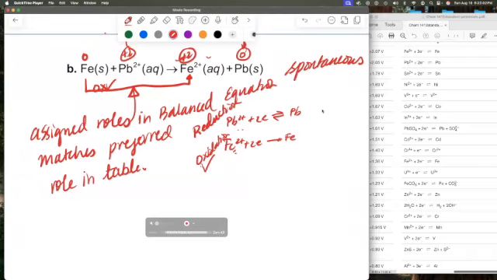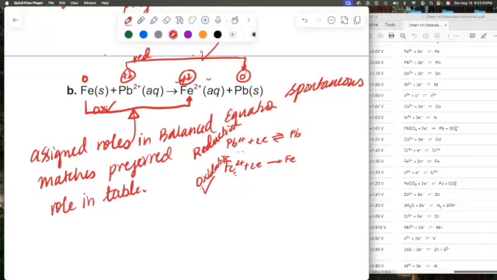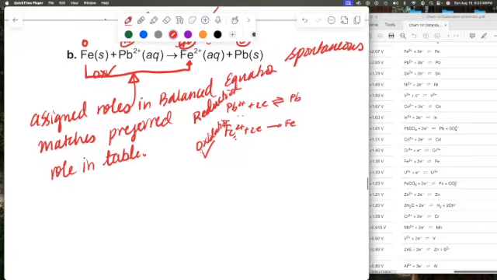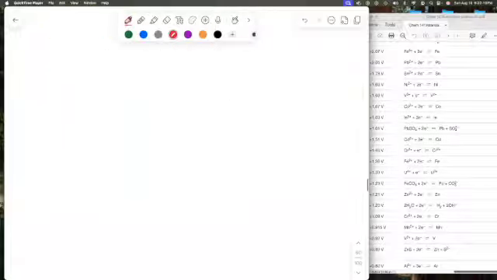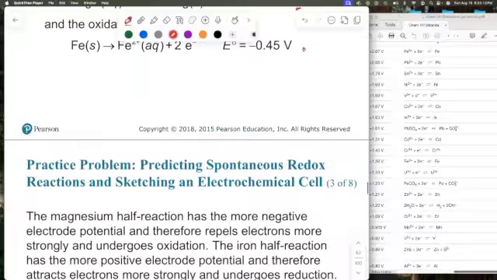Anyway, so this one should work like this. It should be spontaneous. We don't have to reverse it. The reverse will actually be non-spontaneous, right? And so this one here should work out. Of course, when you draw the picture, that works out too.